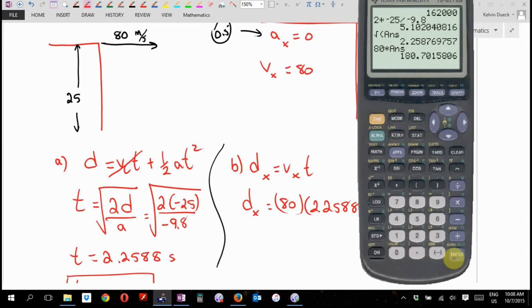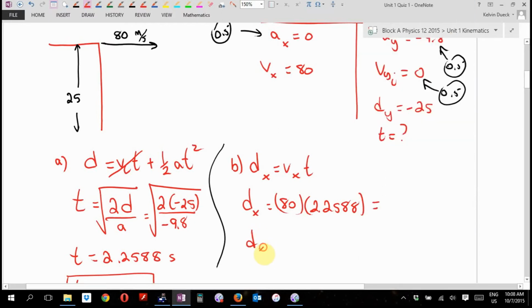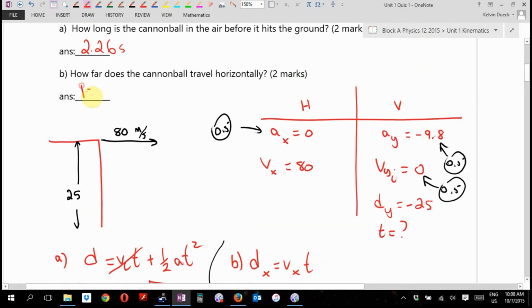181? If I go to 3 sig figs, and I said final answer is 2 or 3 sig figs. If you said 180.7, just put a frowny face, give yourself full marks. But our habit's going to be final answer, 2 or 3, really 3 sig figs. So I'm going to say the range equals 181 meters. If you got that right, you get 2 out of 2.